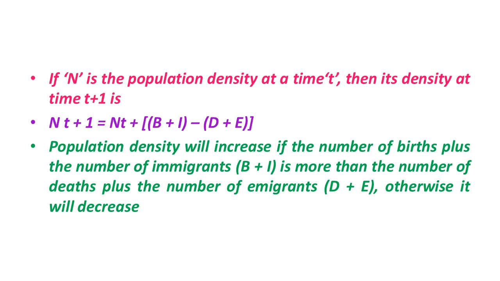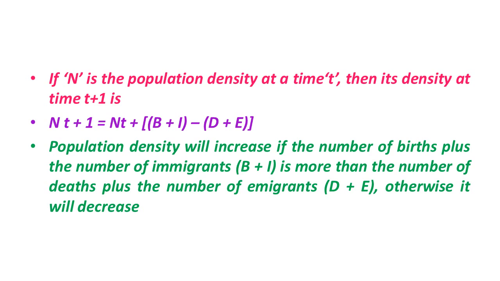Now let's understand it by studying the equation. If N is the population density at time t, then the density at time t plus 1 is N t plus 1 equals Nt plus, in bracket, B plus I minus, in bracket, D plus E. So the density at time t plus 1 is equal to Nt plus B plus I minus D plus E.